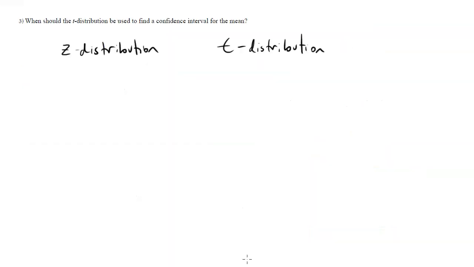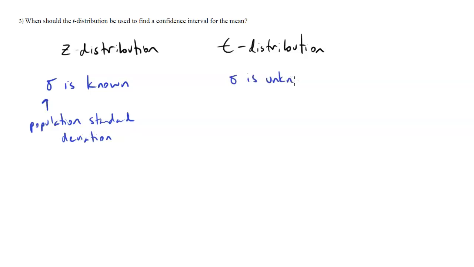That's the difference. For the z distribution, sigma is known. And when I say sigma, I'm referring to the population standard deviation. And that will be given to you in the problem. If you're not given sigma, if you're not given the population standard deviation, then sigma is unknown, and you're using a t-distribution. If you know the population standard deviation, z-distribution all the way. If you do not know the population standard deviation, t-distribution all the way.